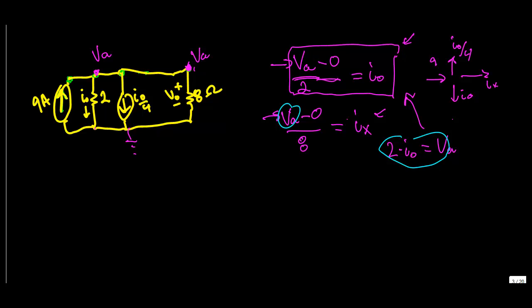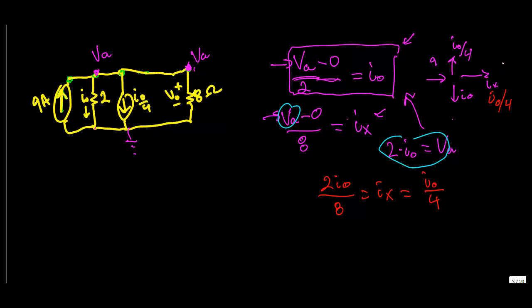Alright, so now we have a VA here that we can plug into this equation. So what you're going to want to do is say VA is now 2I/O, so you say 2I/O over 8 is equal to IX, which is equal to I/O over 4. So IX is equal to I/O over 4, which is the same as that current actually.